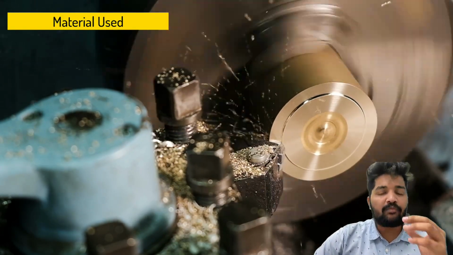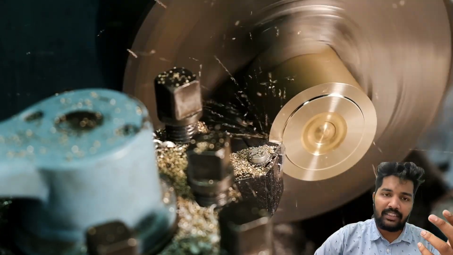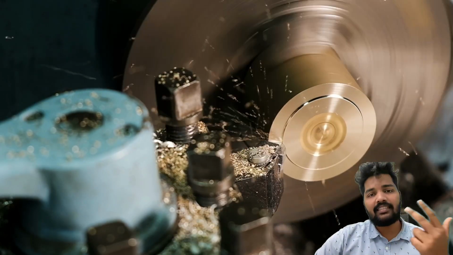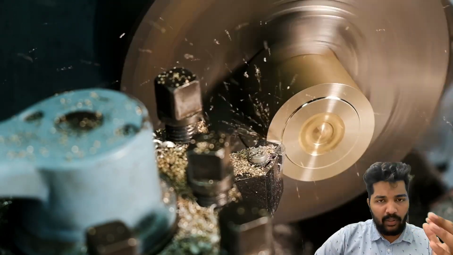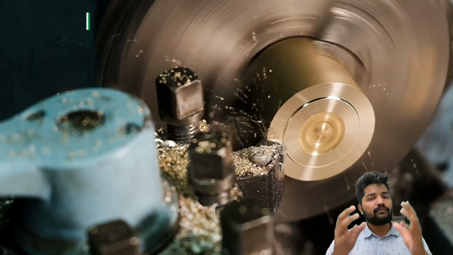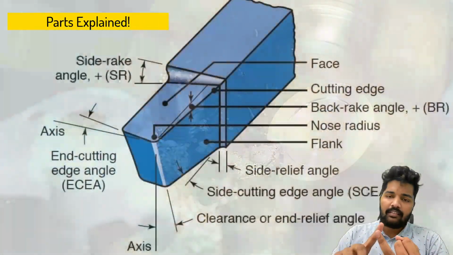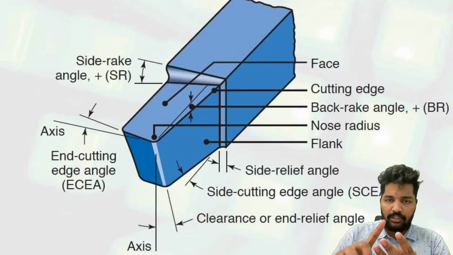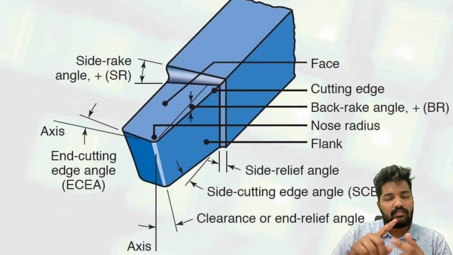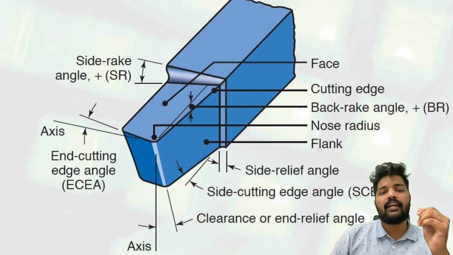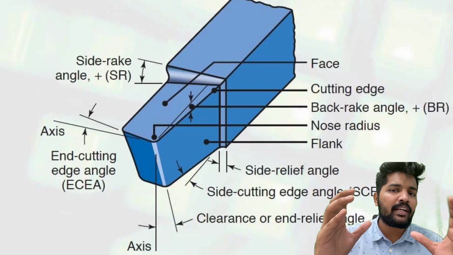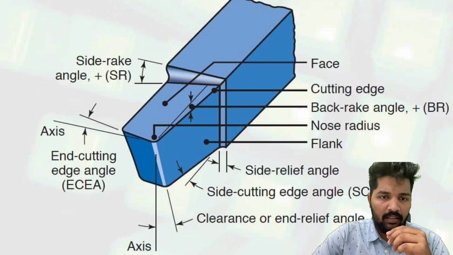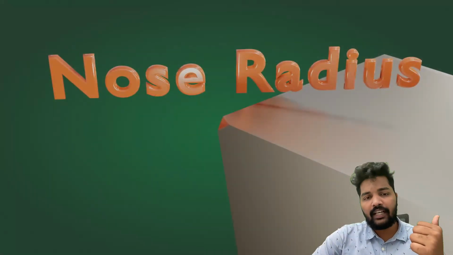It can be made from different materials like high carbon steel, high speed steel, ceramic, diamonds, etc. Understanding the parts is important. See, it consists of parts like the nose radius, the flank, the face, the shank, the base heel, the nose, and the cutting edge. Now let us talk about each of these parts of the single point cutting tool in detail. The very first part is the nose radius.